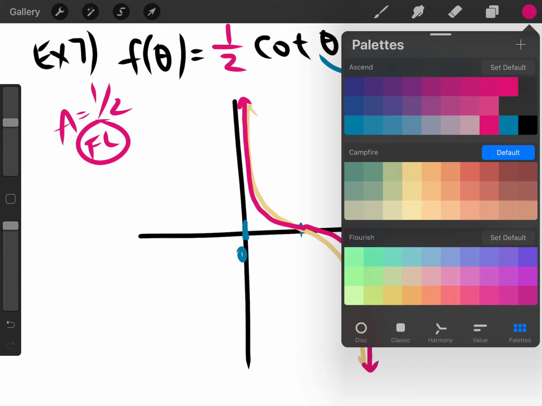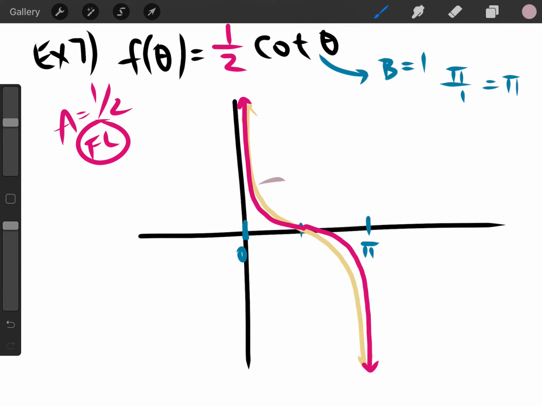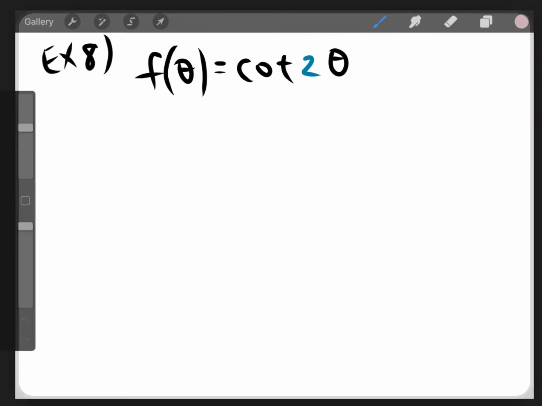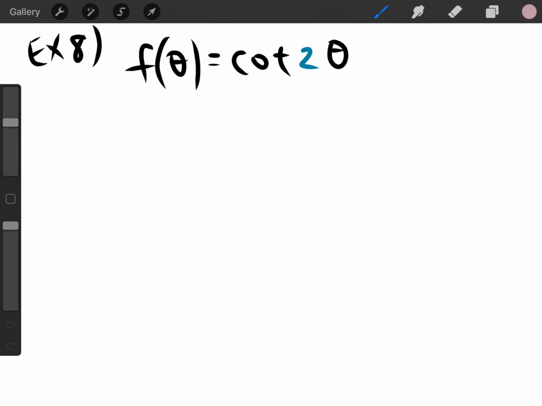So this is the part I'm talking about here. So this is the part. These are the two parts. You have to show me that it's getting flatter for your answer. It has to be flatter than the parent function. Okay, so let's go ahead and try example 8.